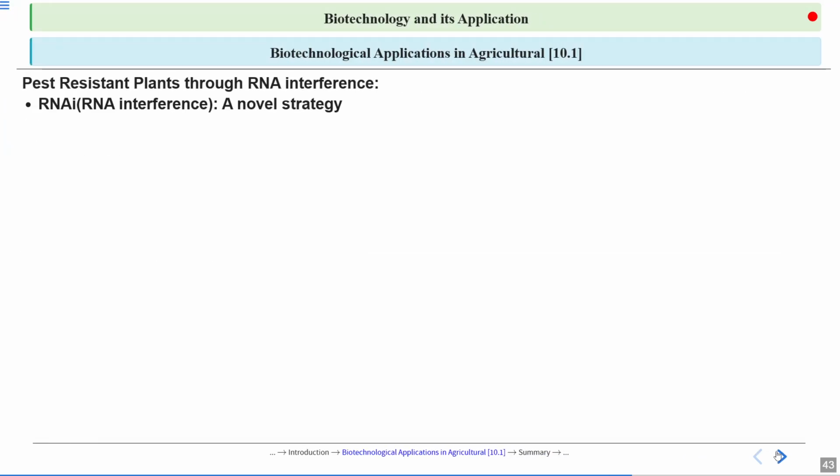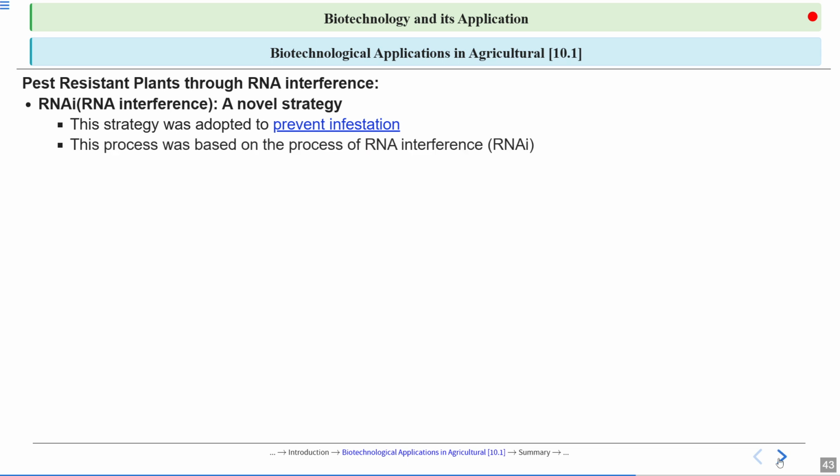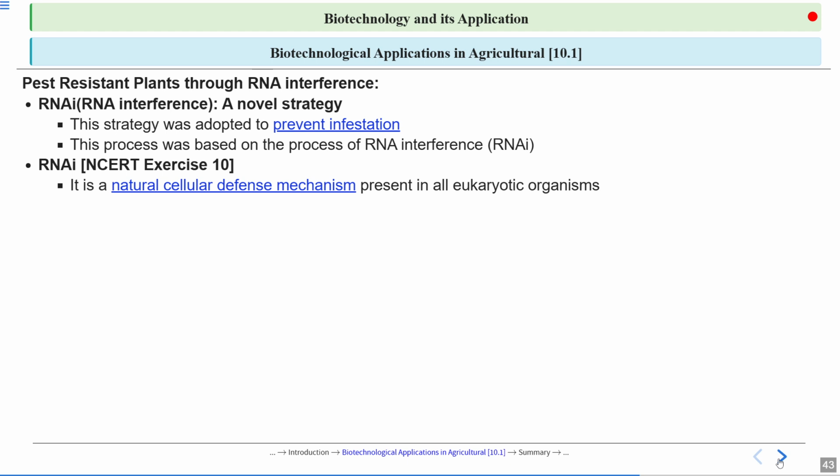To prevent that, there is a novel strategy, what we call RNA interference, that is RNAi technology. This strategy was adopted to prevent infestation. This process was based on the process of RNA interference. From this part, you can answer an NCERT exercise question. It is actually a natural cellular defense mechanism present in all eukaryotic organisms. It involves the silencing of specific mRNA. We know that mRNA is translated into protein, but this is going to silence that specific mRNA.